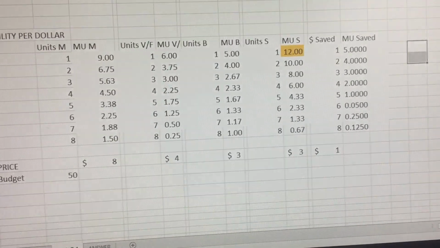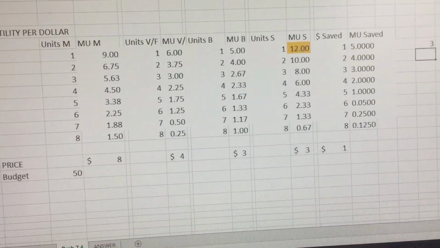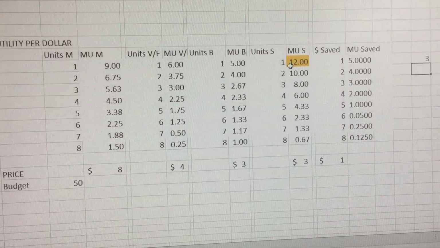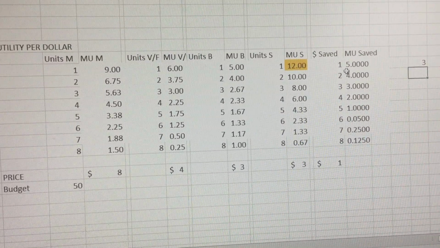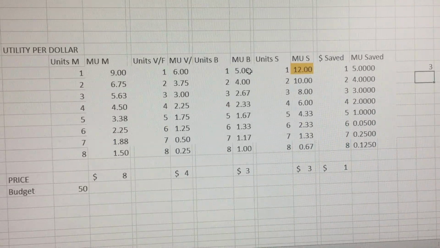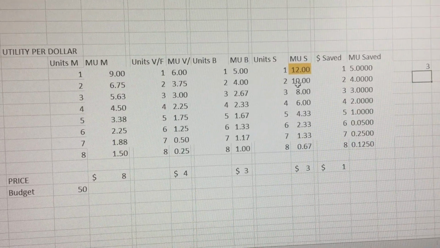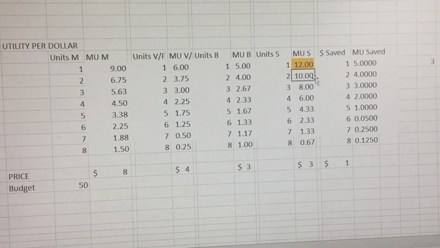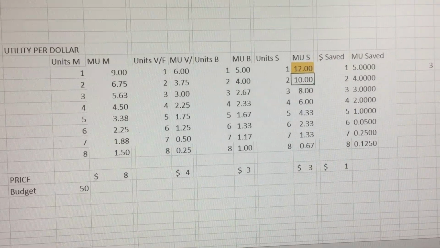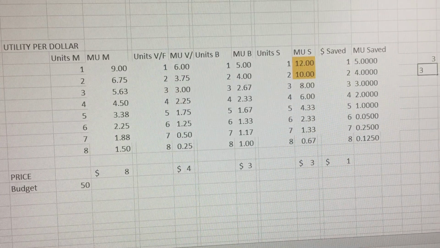So $3, we just spent to buy our first thing. Now, what's the next thing we can do? We can buy another thing, and we can get 9, 6, 5, or 10, or 5 utilities for each dollar we spend. Let's do this one. That's the highest one. So we'll now buy one more snack, $3 more.